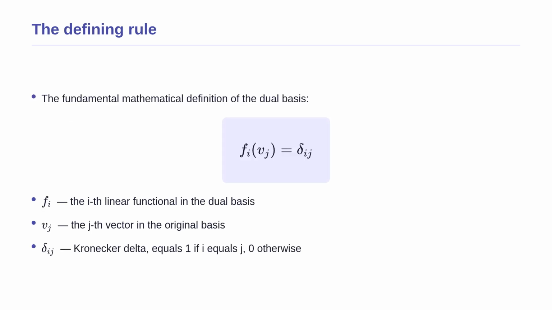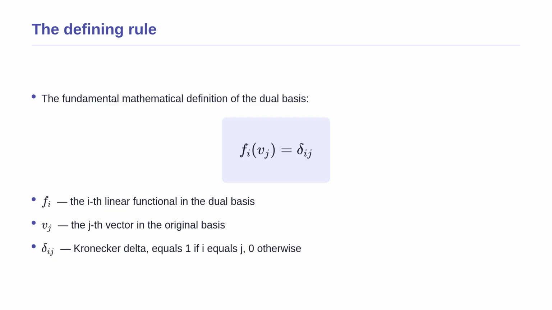Now that we understand the concept, let us look at its mathematical heart. This formula is the defining rule of the dual basis. The symbol f sub i represents our magical scanner, the ith linear functional. The symbol v sub j is the jth basis vector we are scanning. The symbol on the right is the Kronecker delta. It acts as a simple switch.